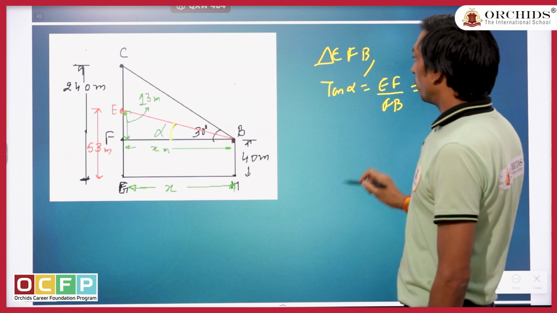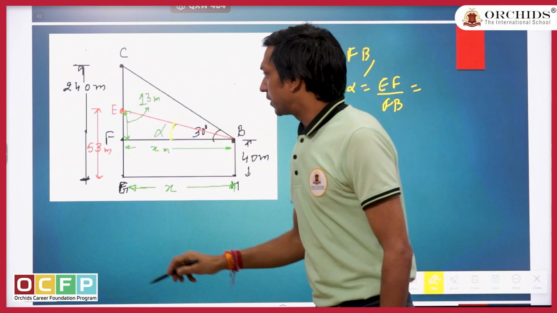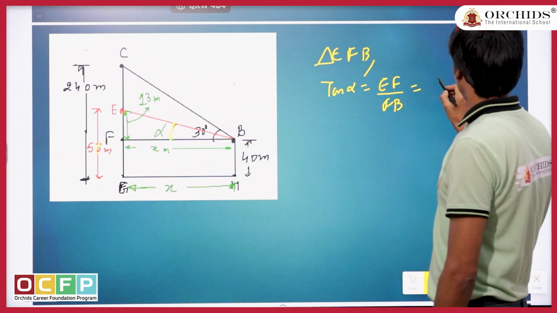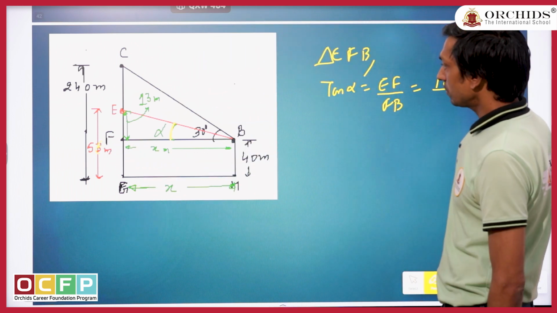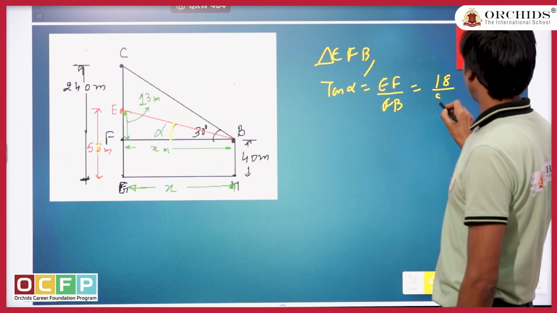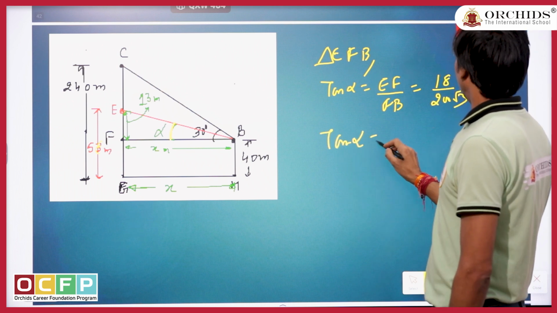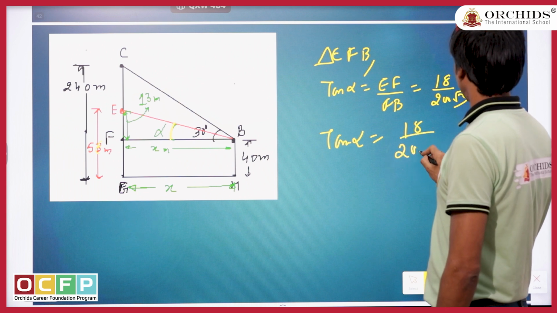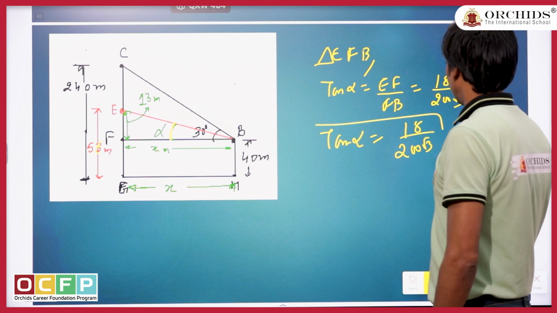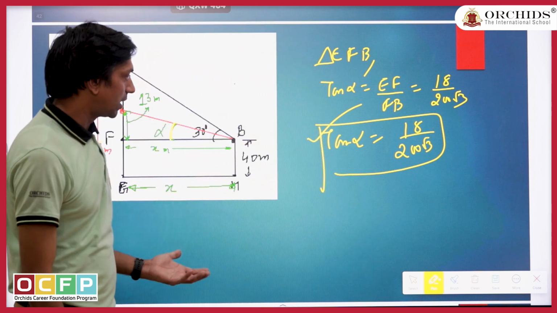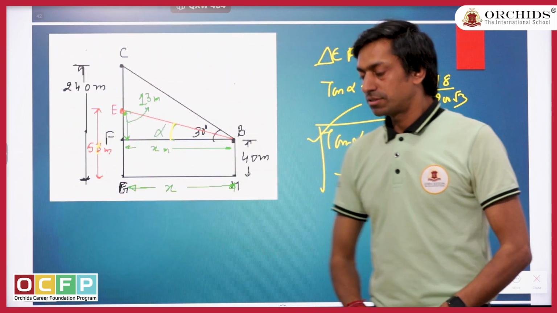So EF is how much? The total height given in the question is 58, and 58 minus 40 is 18. Divided by x, which we have just calculated as 200 root 3. So tan alpha is 18 upon 200 root 3. We can simplify this by rationalization and we'll get the value of tan alpha. This is how we find the value of tan alpha as per the required statements.